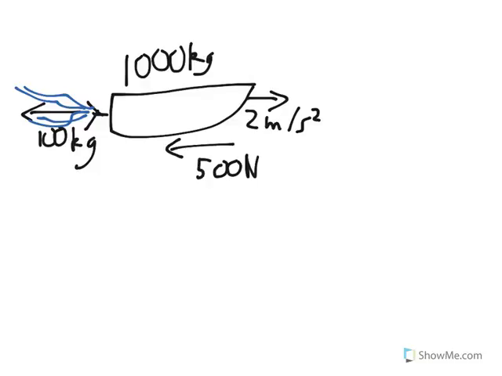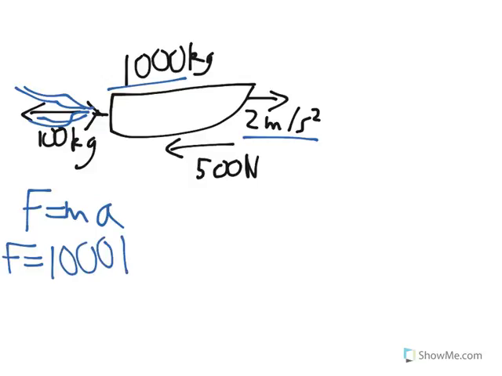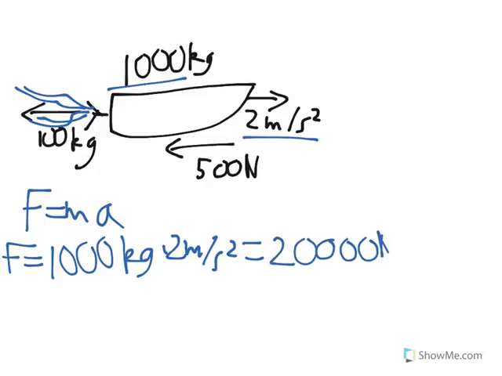This time, we have to start with Newton's second law. We know that force equals mass times acceleration. We know that the acceleration of the boat is 2 meters per second squared, and that the mass of the boat is 1,000 kilograms. So force equals 1,000 kilograms times 2 meters per second squared, or 2,000 newtons. That's the net force that has to be exerted forwards. So now we look at all the forces on the boat. We'll draw a free body diagram.